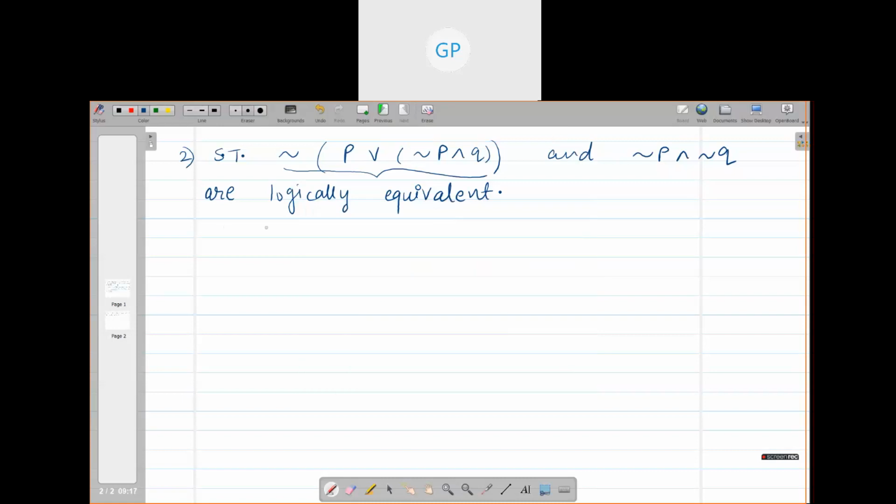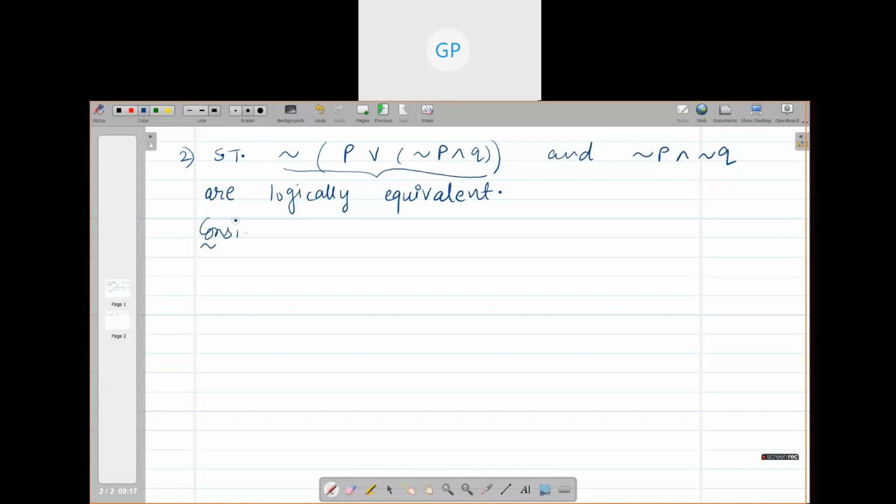Yes, so we want to prove this without using a truth table. Yesterday we saw how to prove that two statements are logically equivalent using a truth table. Here we will develop a series of logical equivalences using properties such as commutativity, distributivity, De Morgan's laws, negation, etc. So let us start from this.